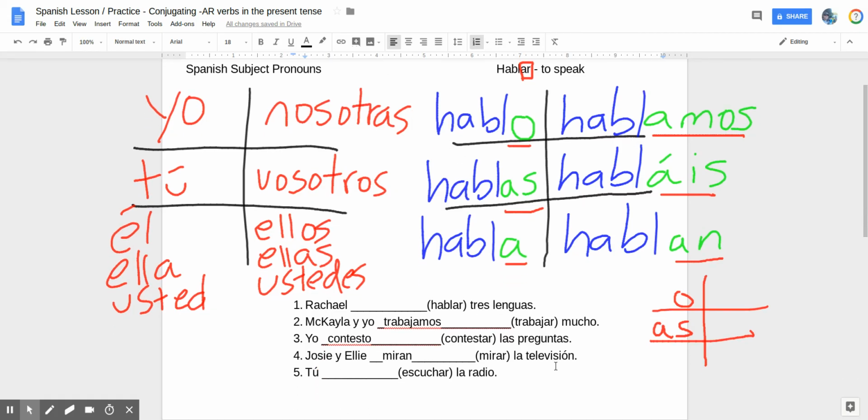Number 5 is tú, or you. So that is right here in the middle left. So I'm going to use that AS ending for it. So I'll take off the AR and add AS, and I'll have you listen to the radio.